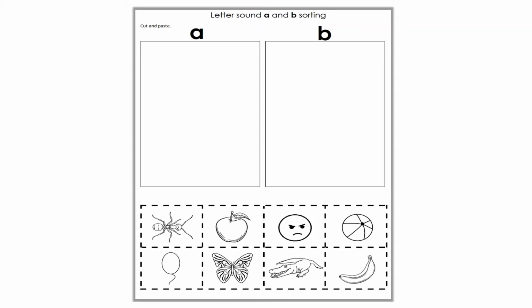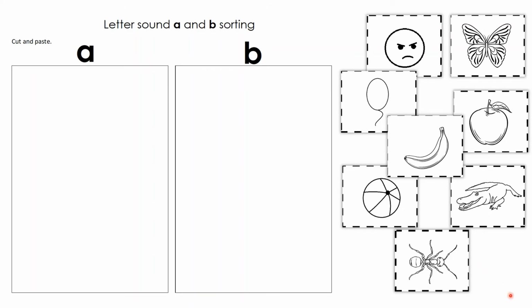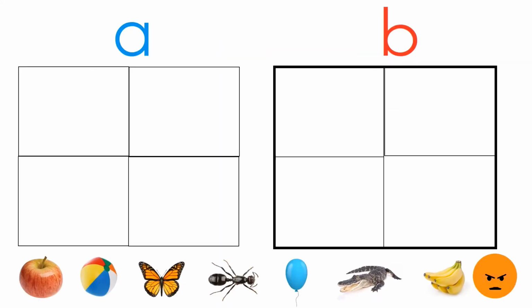Do you have this worksheet with you? You're going to cut this worksheet around the dotted line. All your pictures next to you. Then we are going to sort all these pictures by their first sound. Let's start. When we say apple, what first sound we make? Apple. So find a picture of apple and put under A.